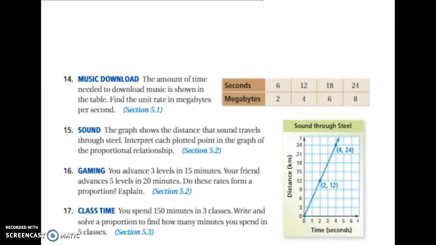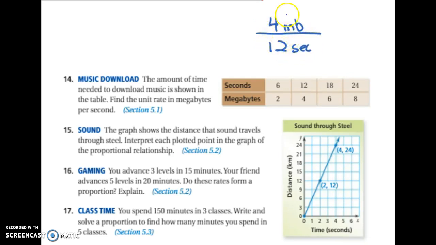All right, the amount of time needed to download music is shown. Find the unit rate in megabytes per second. All right, so how we are going to find the unit rate here is we're going to take any one of these we want. Really doesn't matter. Let's see. So we could take 12 and 4, 18 and 6, 24 and 8. It really doesn't matter. I'm just going to take 4 and 12. We want it in megabytes per second, so we need our megabytes first. So 4 megabytes, 12 seconds.